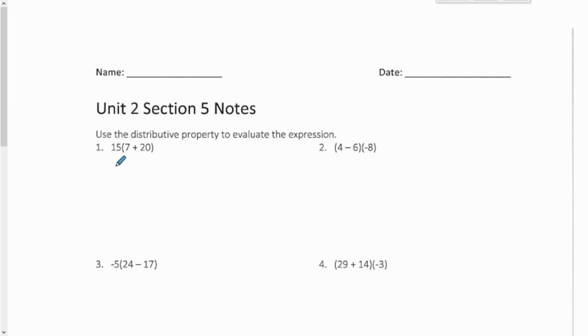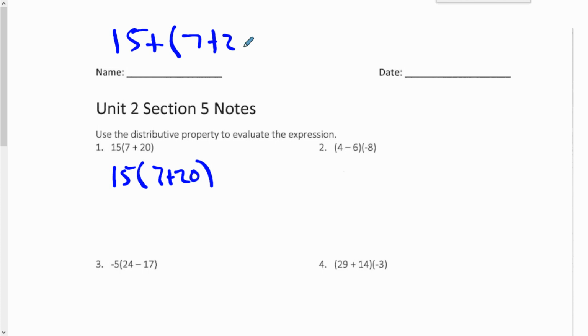As you can see, we have a number and then parentheses and then addition inside the parentheses. In order for you to know that you're doing the distributive property, you have to have a number times a quantity inside parentheses. It could be addition or subtraction inside the parentheses, but notice the number is directly in front of them. If we had a problem that looked like 15 plus 7 plus 20, we would not be using the distributive property. We would just be using the associative property of addition then.